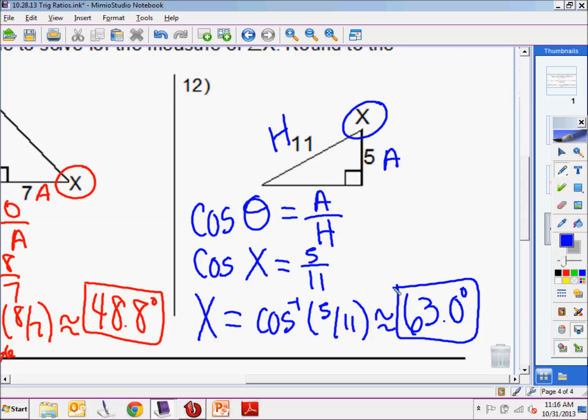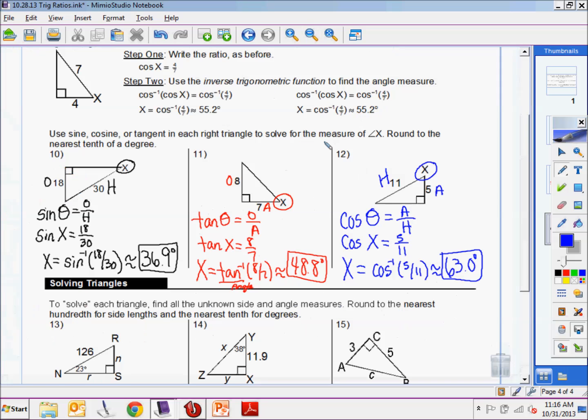So do we see how using the inverse of each one of these would work? I would use the inverse of sine if I'm given the opposite and hypotenuse legs. I would use the inverse of tan if I'm given the opposite and adjacent legs. I'll use the inverse of cosine if I'm given the adjacent and hypotenuse. Now, if I know two angles of a triangle, how would I solve for the third angle? By putting it as x.